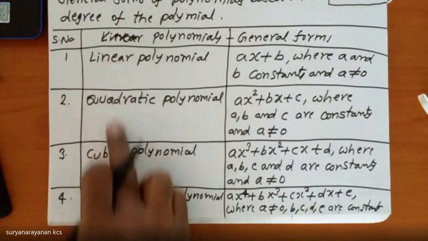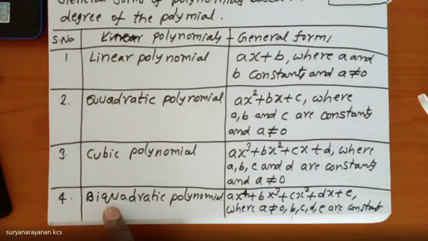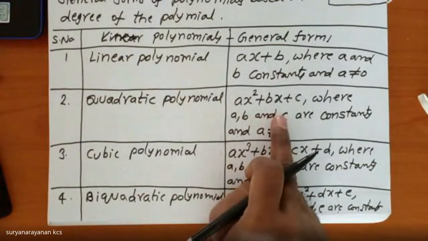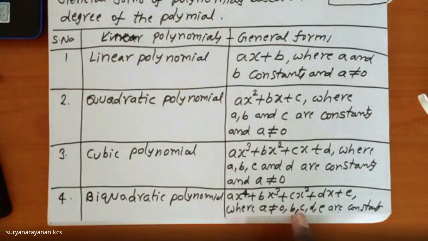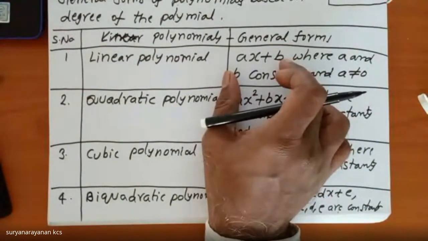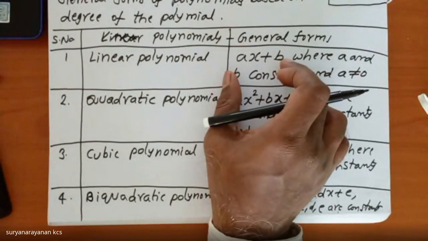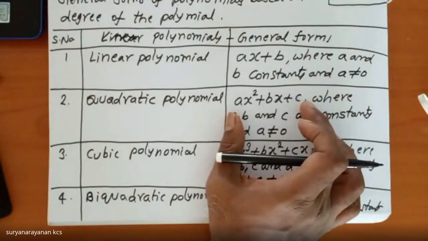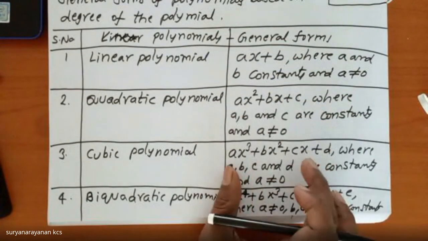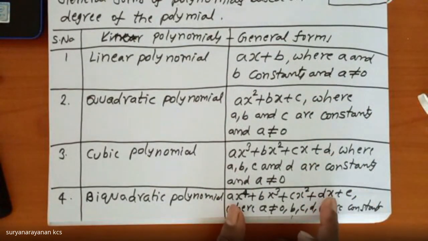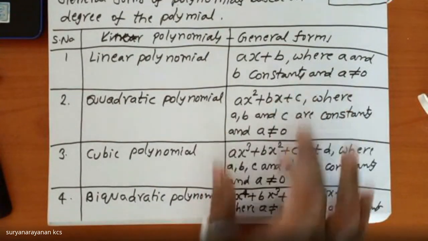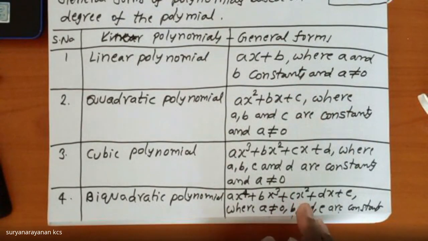You have to remember these 4. General form of a linear polynomial, general form of a quadratic polynomial, general form of a cubic polynomial, and the general form of a biquadratic polynomial. And utmost number of terms in the linear polynomial, utmost number of terms in a quadratic polynomial, utmost number of terms in a cubic polynomial, and utmost number of terms in a biquadratic polynomial. You have to observe these points well and remember these points well.